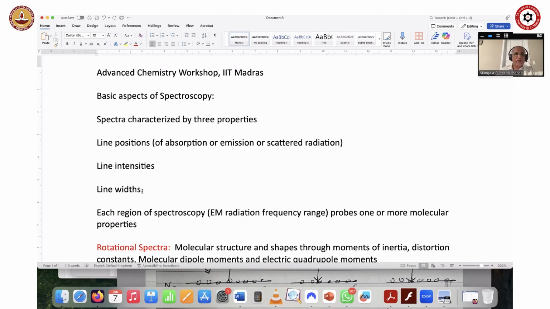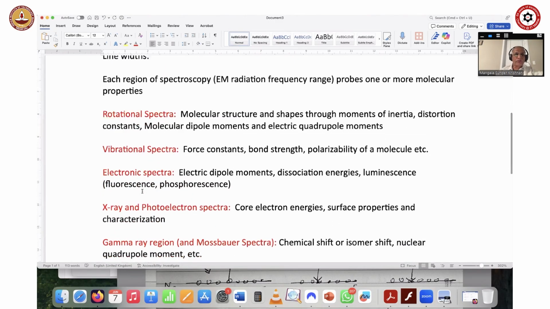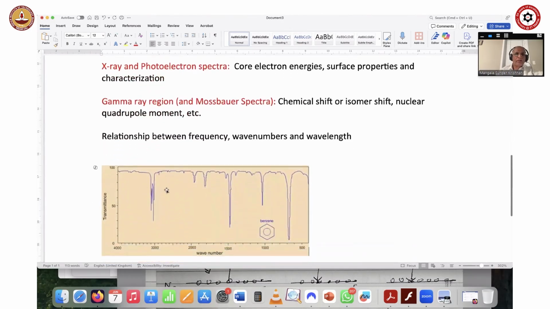Line widths are very dynamic phenomena. What exactly are those? See, you can see that this particular line is a broader line. This is an even broader line. And then you can see a very short line here, but a very broad line here. So the broadening of spectral lines is a necessity by quantum mechanics.